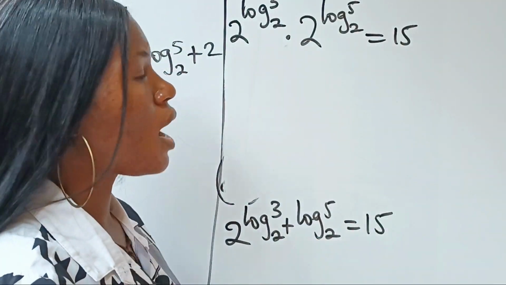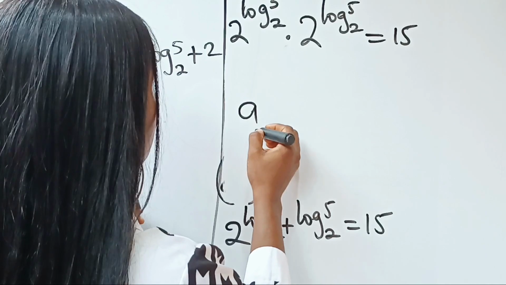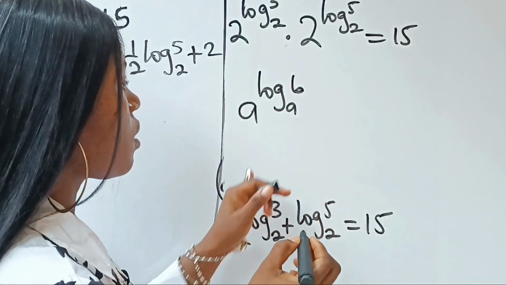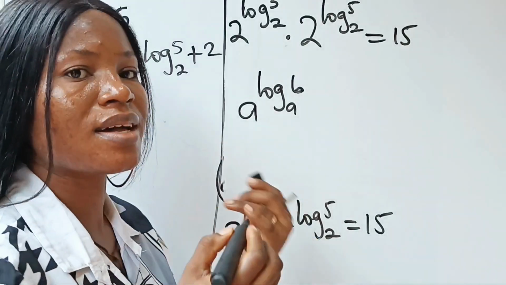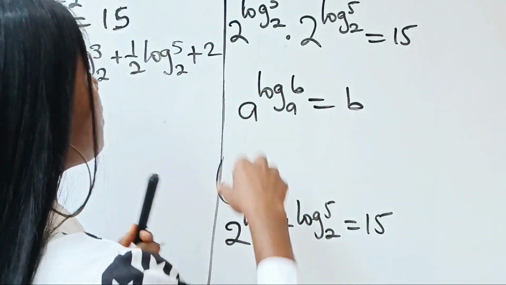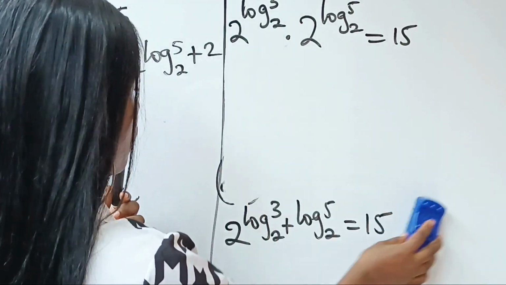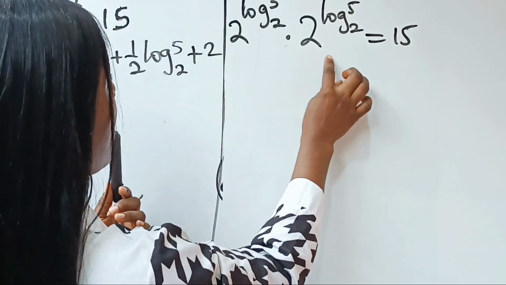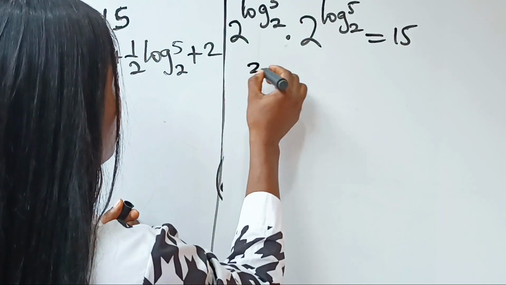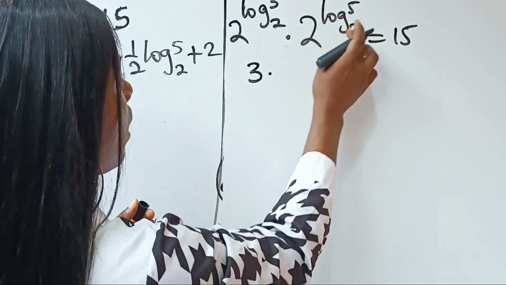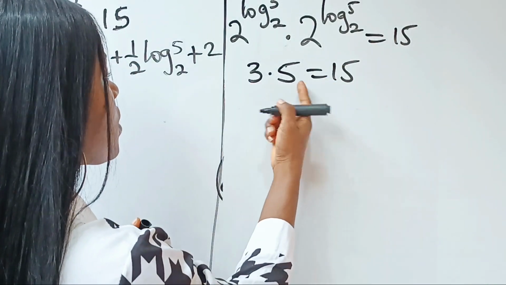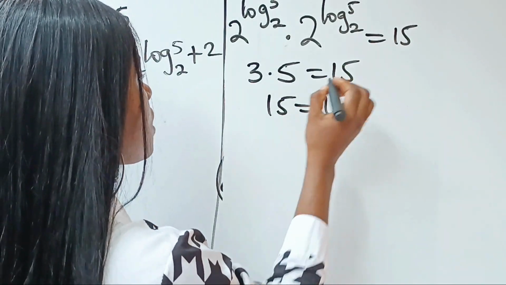All right. Now, when you have a to the power of log a b, once this base and this base are the same, this is equal to b. That is a logarithmic law. So that means we can write this as, since we have 2 here and here, this is equal to 3 multiplied by the same thing. We have 2 here and here, so this is 5 is equal to 15. Now 3 times 5 is 15, and 15 is equal to 15.